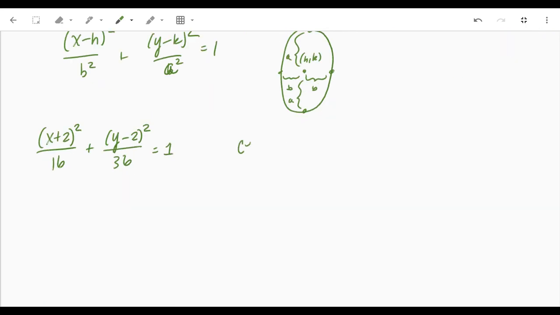So your center here would be at -2, +2. Because remember, it's the opposite. So if it says x plus 2, then it's -2. If it says y minus 2, then it's +2.